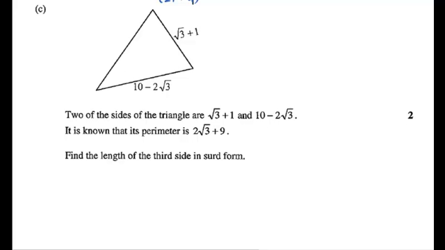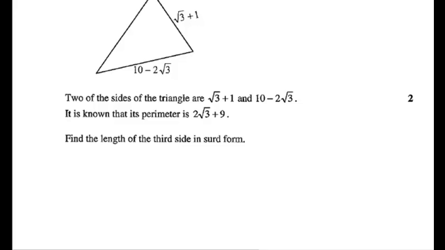Two of the sides of the triangle are √3 + 1 and 10 - 2√3. It is known that its perimeter is 2√3 + 9. Find the length of the third side. So really, you just had to think about, how do I find the perimeter of a triangle? I start with, how do I find the third missing side? So if I know that the perimeter is 2√3 + 9, then I need to subtract the other two sides. So I need to subtract √3 + 1, and I need to subtract 10 - 2√3.